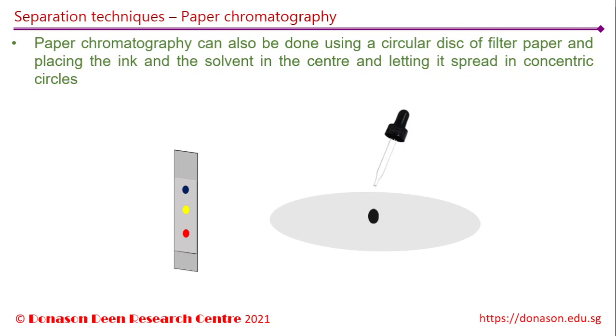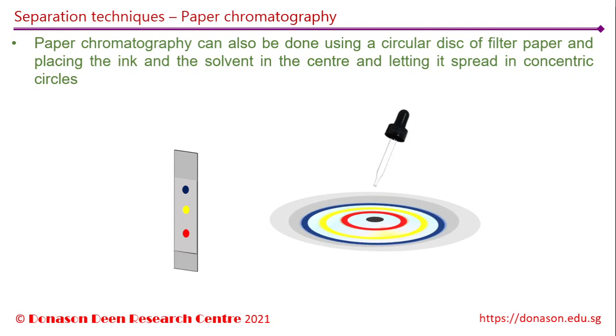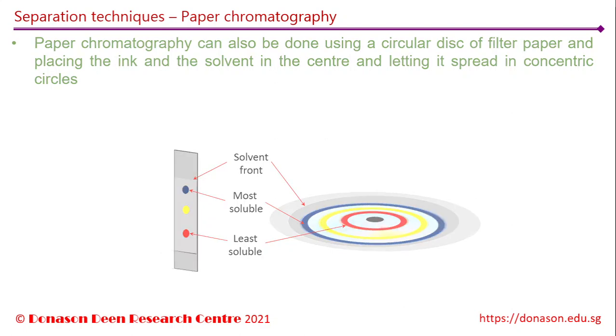First, place a drop of the ink at the center of the paper. Then, add a drop or two of the solvent above it and observe. As the solvent spreads outwards, the various dyes found in the ink also spread outwards along with the solvent. As we know, this is the maximum position reached by the solvent and is called the solvent front. The blue dye, which forms the outermost circle, is the most soluble dye, and the red, which is the innermost circle, is the least soluble dye.